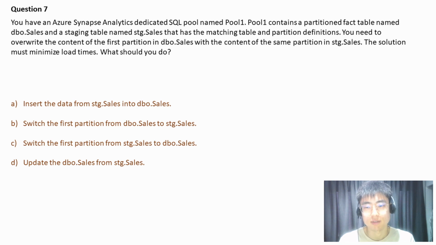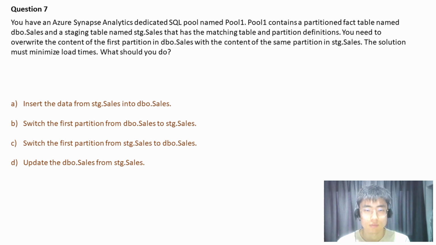Pool 1 contains a partitioned fact table named DBO sales and a staging table named STG sales that has the matching table and partition definitions. You need to overwrite the content of the first partition in DBO sales with the content of the same partition in STG sales. The solution must minimize load times.